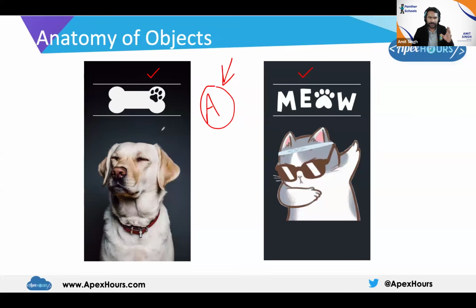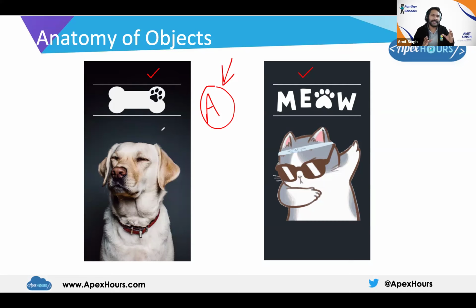Now let's focus on objects. What could be the properties of a dog? The name of a dog, color of a dog, breed of a dog, who is the owner. These are some of the properties. And similarly, similar properties are there for a cat.